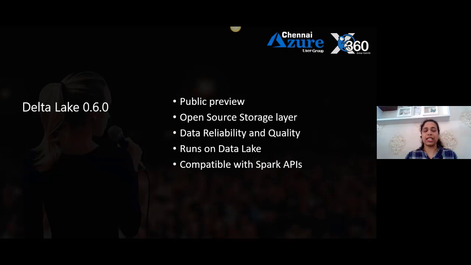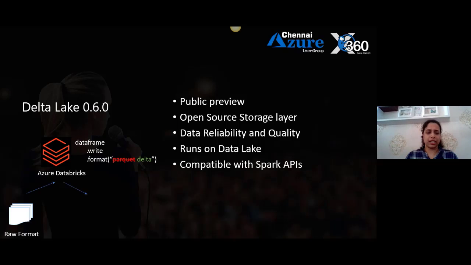Next, the main thing that they have released in this is Delta Lake. They have released Delta Lake 0.6.0, which is in public preview. Delta Lake is nothing but an open source storage layer. You know Data Lake, right? Data Lake is kind of a blob storage, which has some kind of reliability issue. So in order to bring reliability to the data lake, that's where Delta Lake comes into the picture. It runs on top of the data lake: Apache Spark, data lake, and then the Delta Lake. This Delta Lake is compatible with all the Spark APIs, and we'll explain what it actually is.